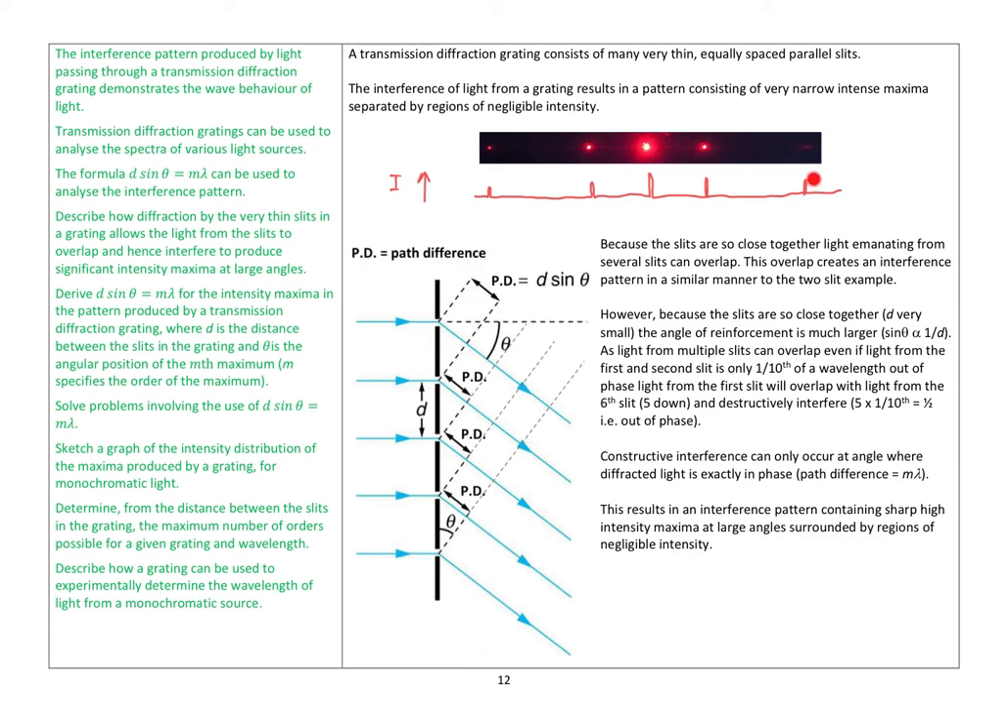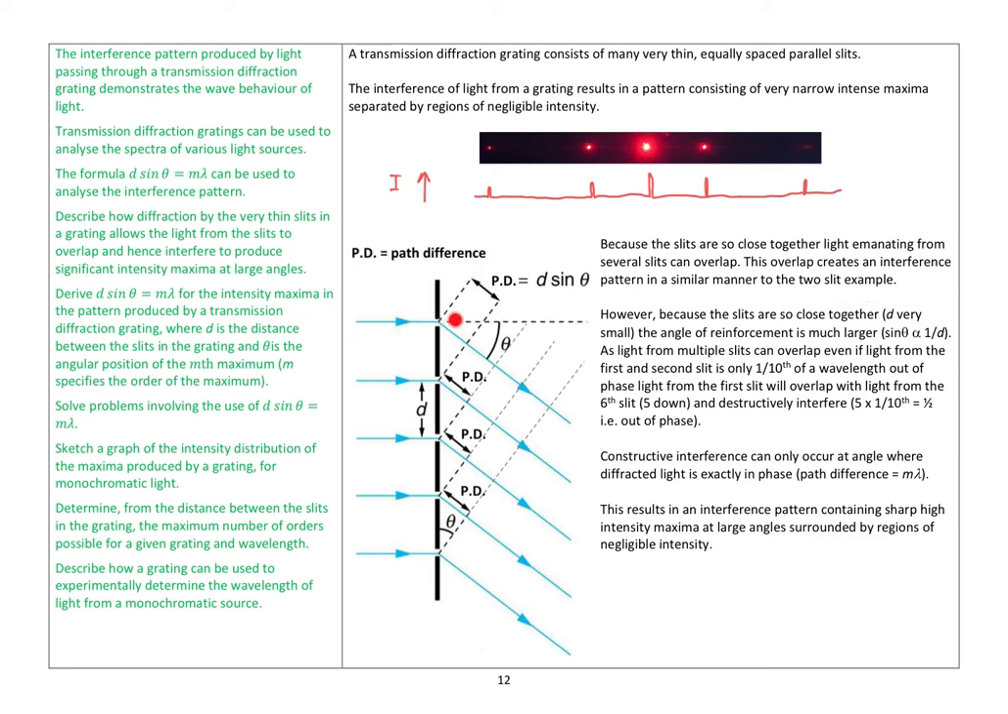So why do we get this sort of pattern with large areas of no intensity and just these very narrow bright bands? We need to think about our diffraction grating. It's got lots of slits in it. The slit spacing d is much smaller than the width of the laser. The laser beam might be 1 or 2 millimeters across, and it's 1/600th of a millimeter between these slits. So the laser beam is going to be hitting multiple slits at once. Because the slits are so close together, light emanating from several slits can overlap. This overlap creates an interference pattern in a similar manner to the two slit example.